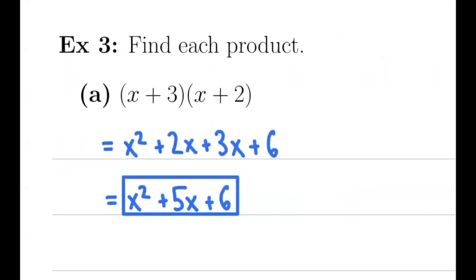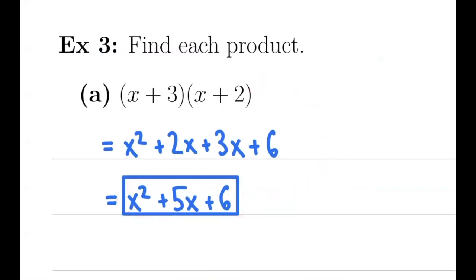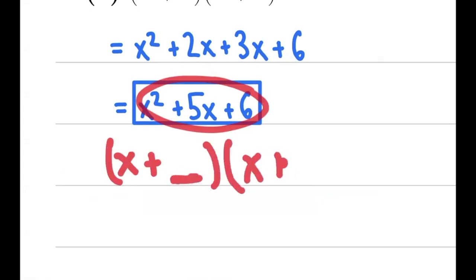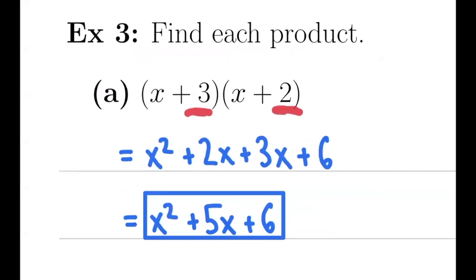We're going to have a polynomial like this, and we need to write it as the product of two binomials. That's the goal of factoring. So we have to FOIL in reverse. I need to write this as x plus something times x plus something, and I need to figure out what those somethings are. Notice that 3 and 2, when you multiply them, you get that 6, and when you add them, you get that 5.